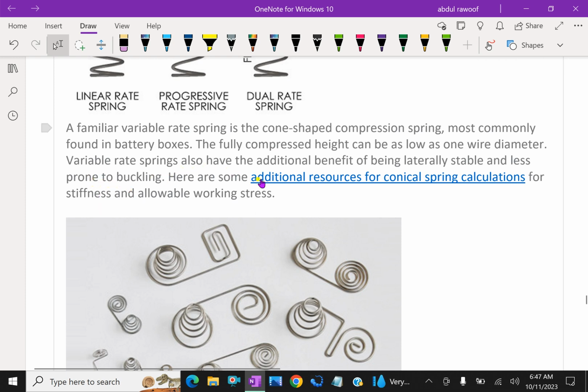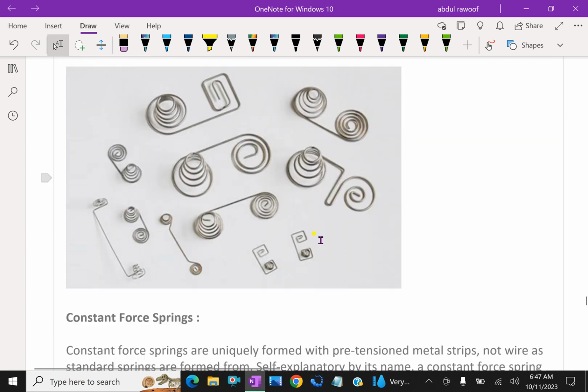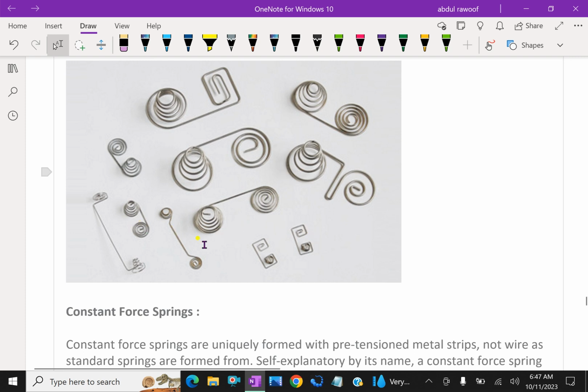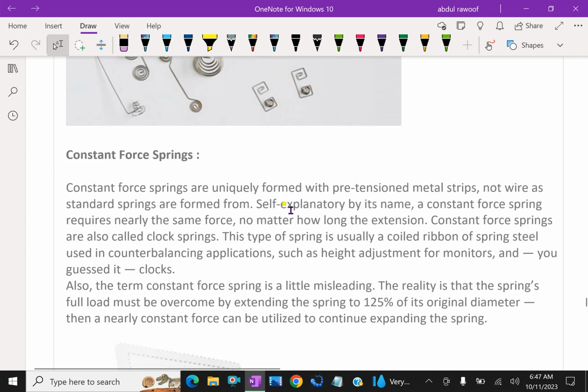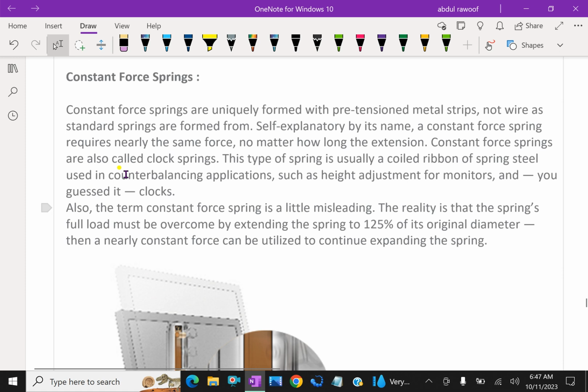Variable rate springs also have the additional benefit of being laterally stable and less prone to buckling. There are some additional resources for conical spring calculations, that is stiffness and allowable working stress. We will do these in later videos. Here, these are some examples of different types of springs. Constant force springs. Constant force springs are uniquely formed with pre-tensioned metal strips, not wire as standard springs are formed from.